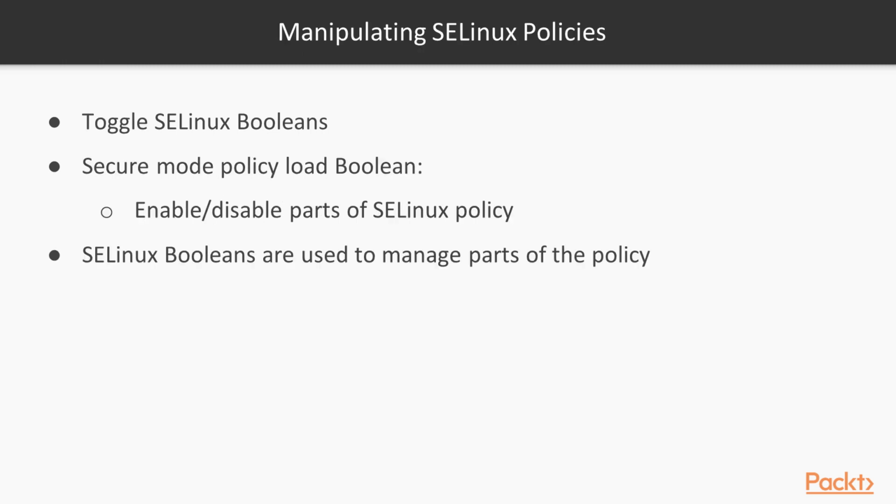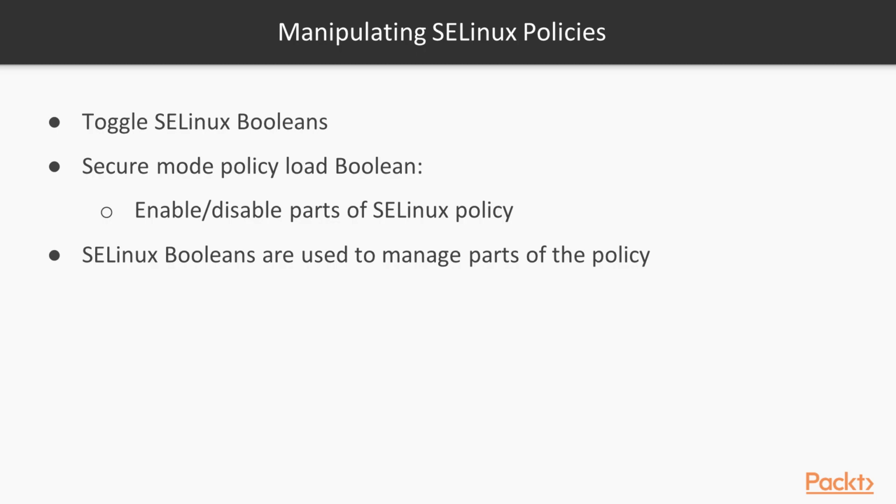One of the methods of manipulating SELinux policies is by toggling SELinux Booleans. We use the secure mode policy load Boolean. With their simple on and off state, they enable or disable parts of the SELinux policy. Policy administrators use SELinux Booleans to manage parts of the policy that are not always needed, but still have a common use case.